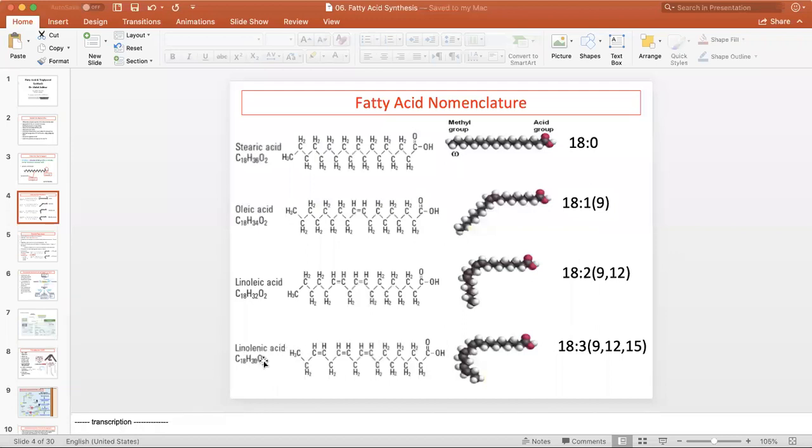Then we have linolenic acid. This is your 18:3. So 18 is the number of carbons and 3 is the number of double bonds. So we have one double bond here, one here, one here. Then what is the position? It's at position number 9, position number 12, position number 15. So if you count from here, 1, 2, 3, and so on, you will reach one double bond at 9, the second double bond at 12, and the third double bond at carbon number 15. So this is how you count it.